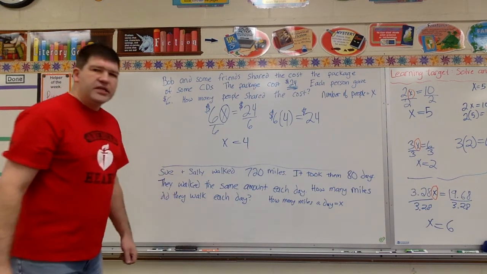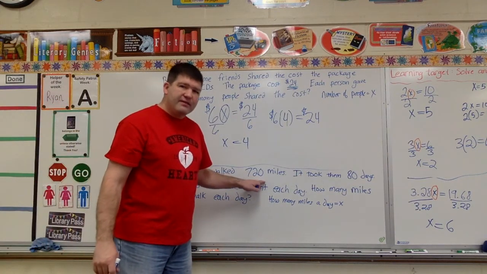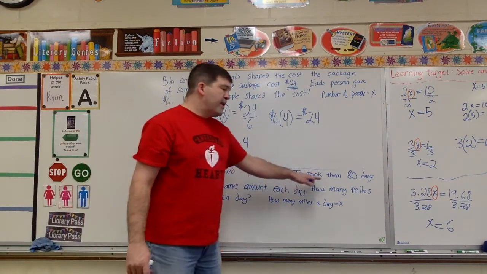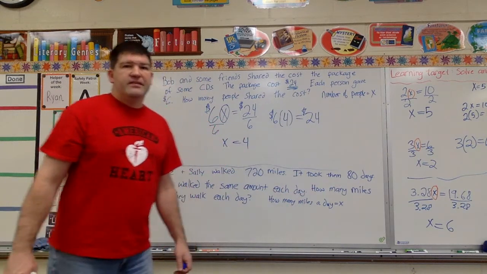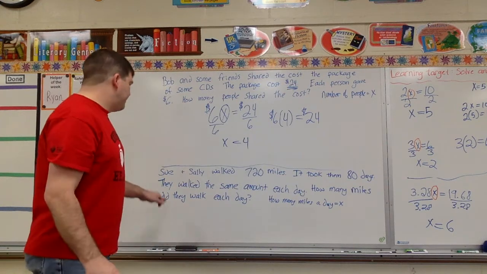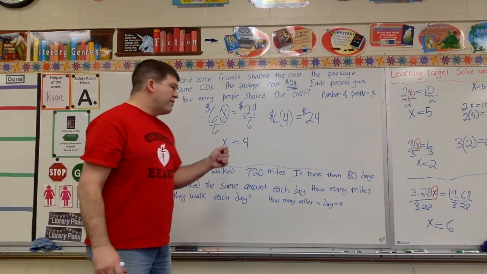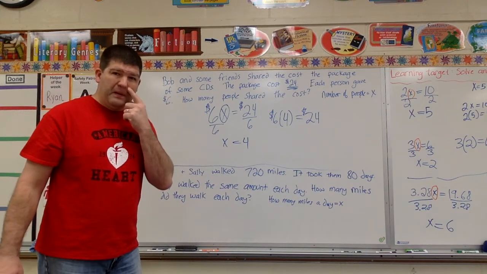It's right down here. Sue and Sally, they walked 720 miles. They walked a long way. And it took them 80 days. So they walked a long way, and it took them a long time. They walked the same amount each day. What we want to find out is how many miles did they walk each day.